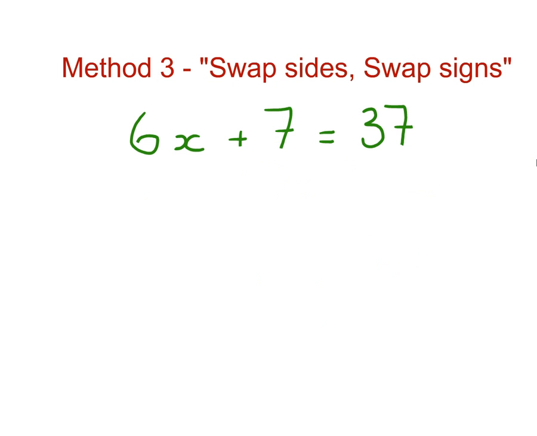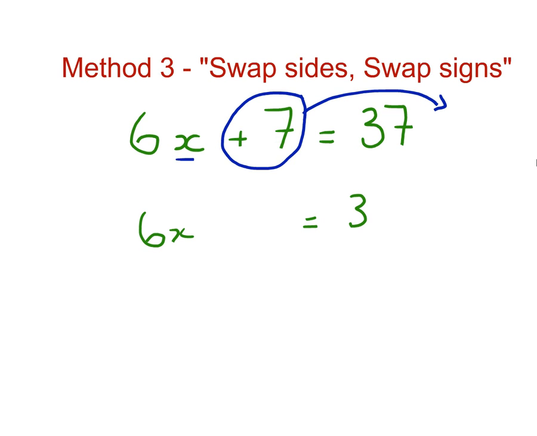Method 3, here we have 6x plus 7 equals 37, and we're going to do what's called the swap sides, swap signs. Again, we want to get x on its own, so the first thing we're going to do is pick up this 7 and swap sides. So we've now still kept the 6x there, we've still kept the 37 in its usual place, but the 7 has now come over here. And instead of it being a plus sign, because it has to swap the sign, it now becomes a minus.